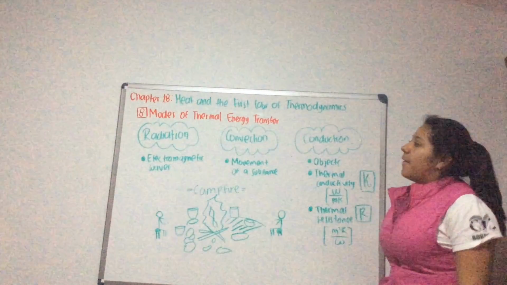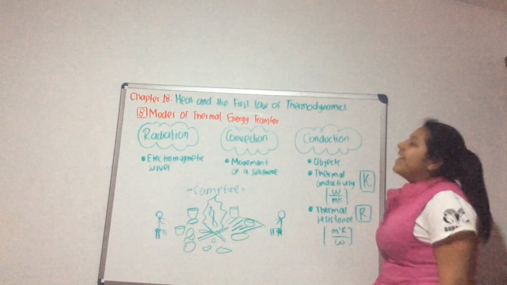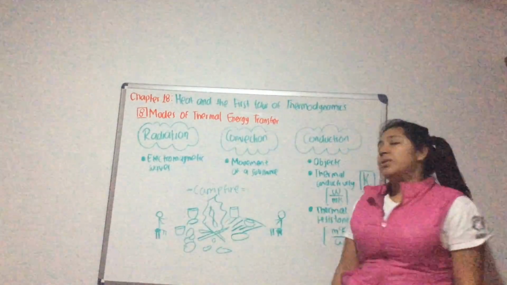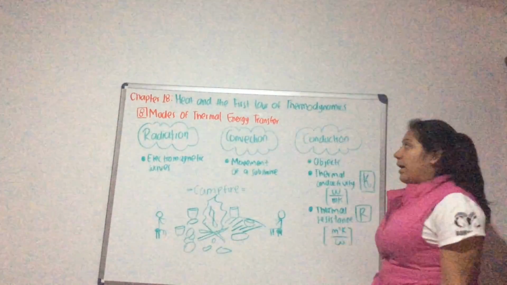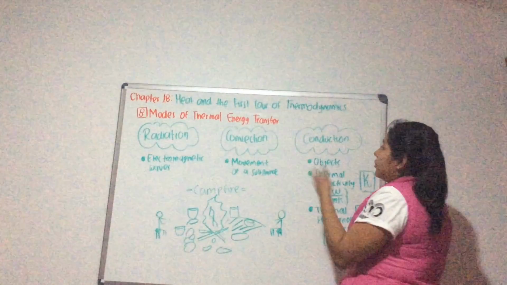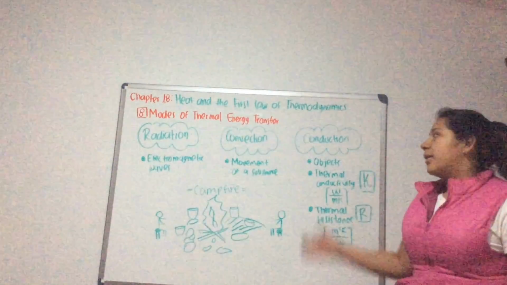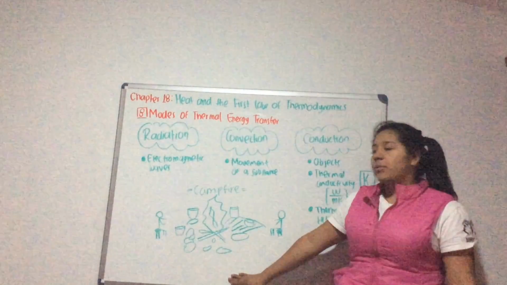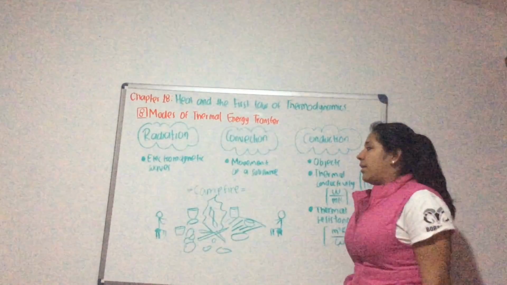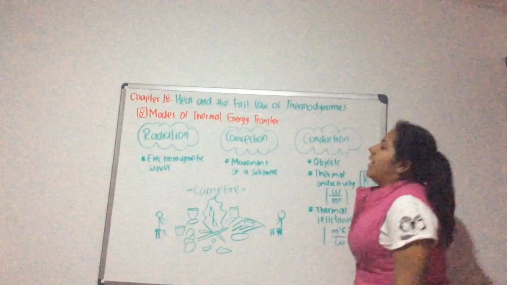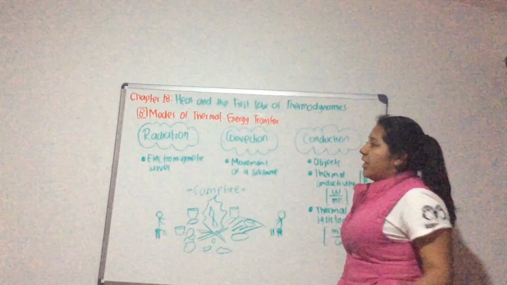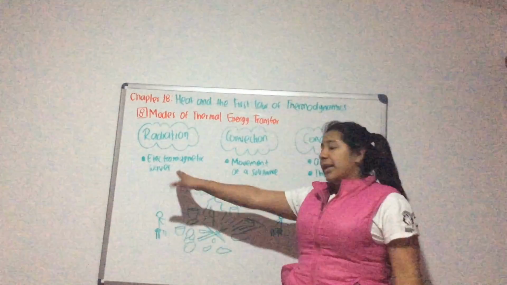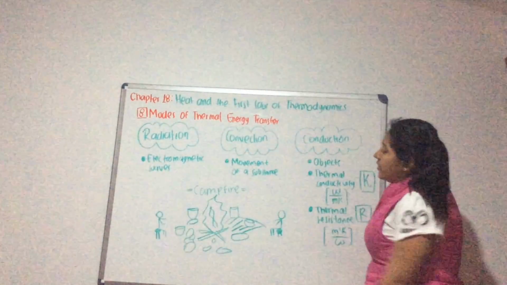We have three main modes of thermal energy transfer, which are radiation, convection, and conduction. I'm going to explain them with the help of this drawing, which is actually a campfire, in case you were wondering. First of all, let me define what radiation is. Radiation is the transfer of energy via electromagnetic waves.